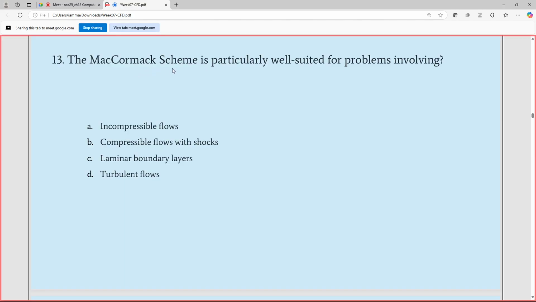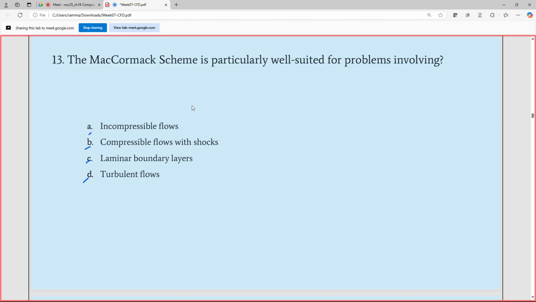The McCormack scheme is particularly well suited for the problems involving which of the following? Options are option A, incompressible flows, option B, compressible flows with shocks, option C, laminar boundary layers, option D, turbulent flows. So this is a comparatively simple question.